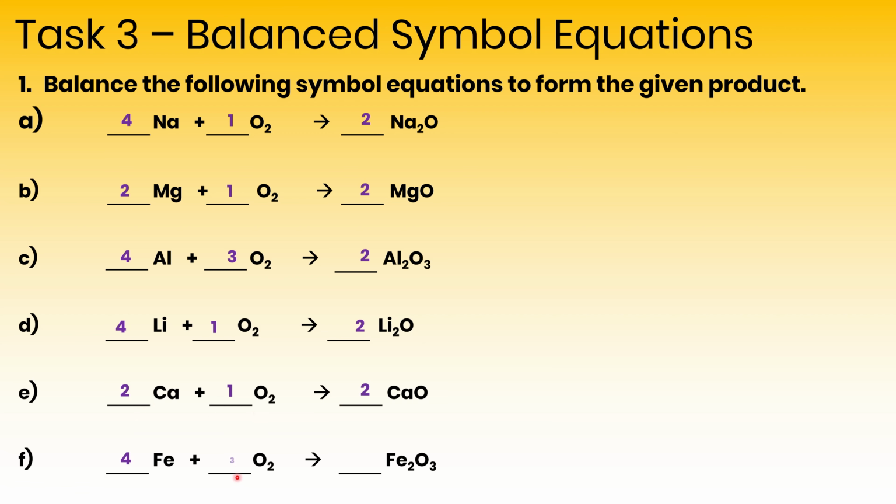And 4 irons for 3 oxygens forms 2 iron oxides. When I say 1 oxygen, I don't mean 1 atom of oxygen, I mean 1 molecule of oxygen, which is technically 2 atoms of oxygen, but that's already shown by the formula here.